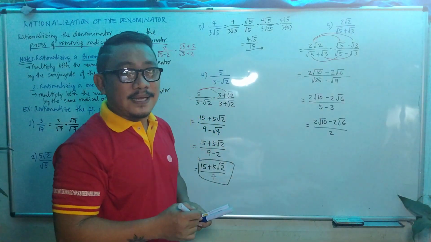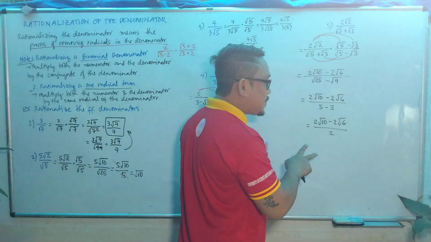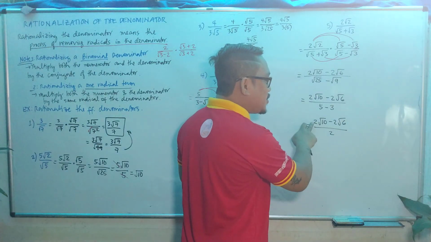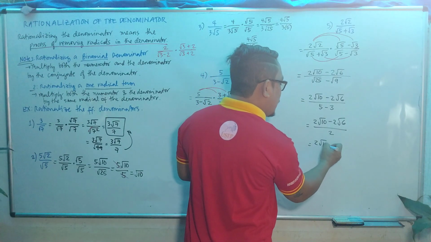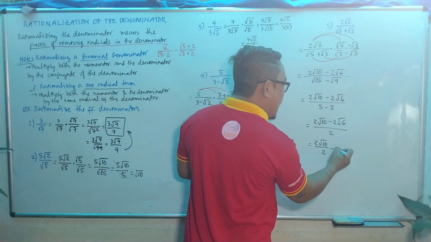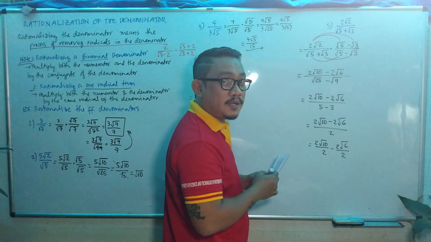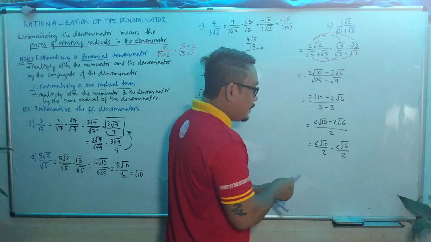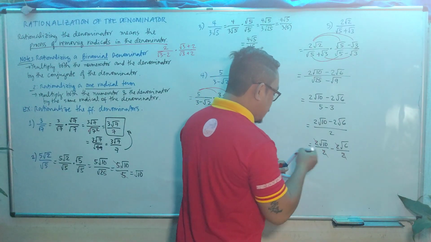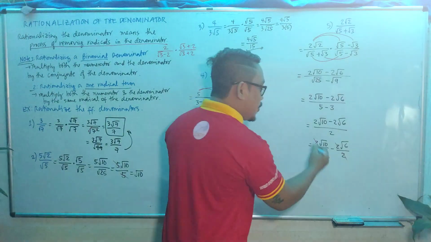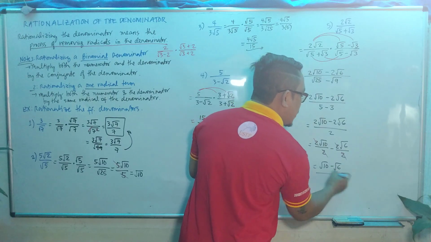Are we through? Not yet, because we can still reduce this to its lowest term. There is a common factor in the numerator and denominator, correct? This is just the same as 2 square root of 10 over 2 minus 2 square root of 6 over 2. So, what is common? You have 2, of course. You could cancel 2. You could cancel 2. So, what would be our final answer? You just copy square root of 10 minus square root of 6.